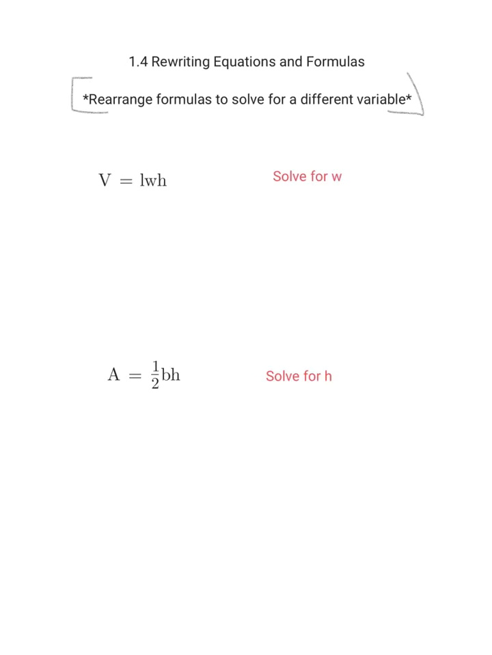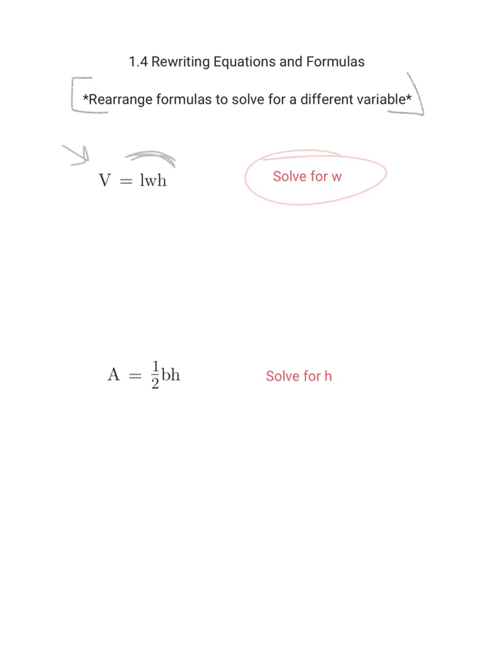So for instance, take a look at example 1. This is the volume formula of a rectangular prism. So this is volume equals length times width times height. Remember, when you see variables right next to each other, that implies multiplication. So we're going to take this equation with essentially all 4 variables. We don't know what any of them stand for, but that's not important. And we are going to solve for W.